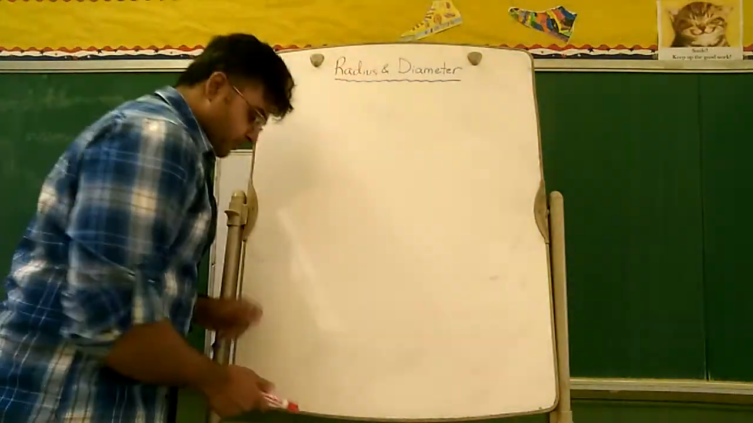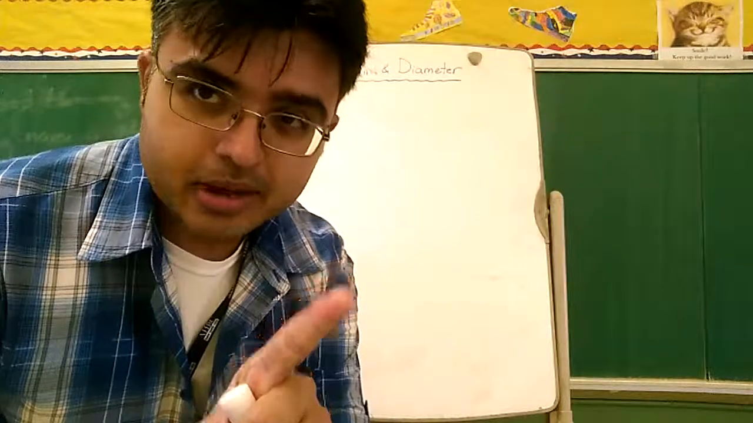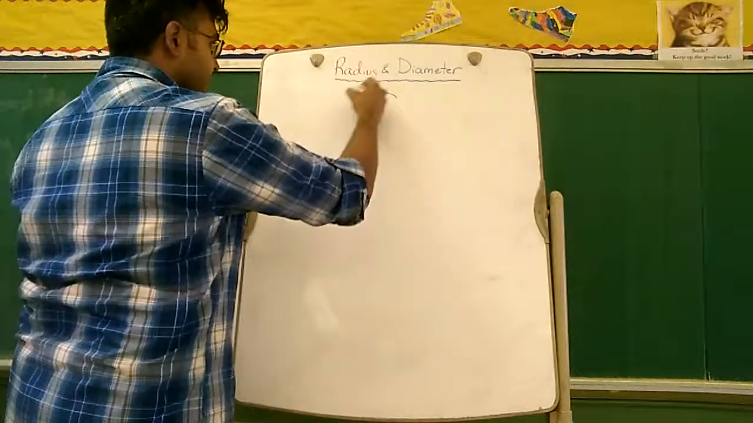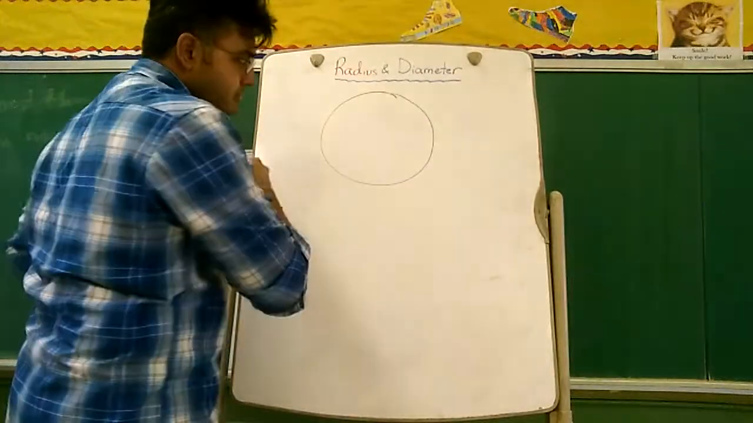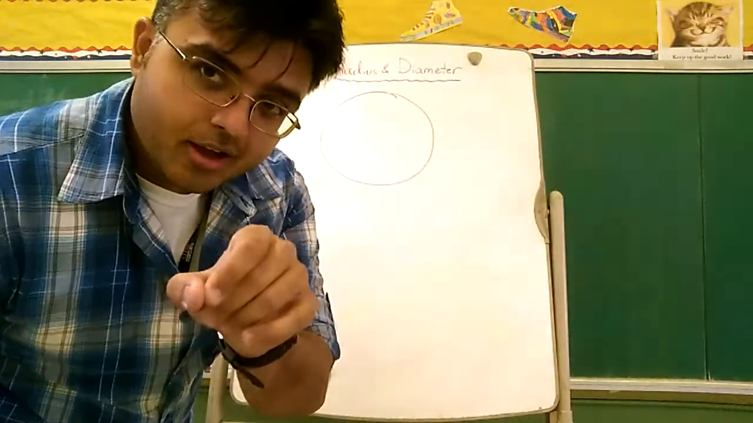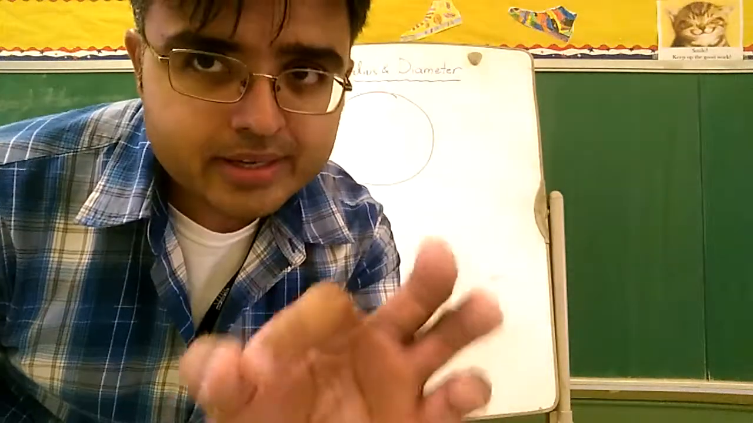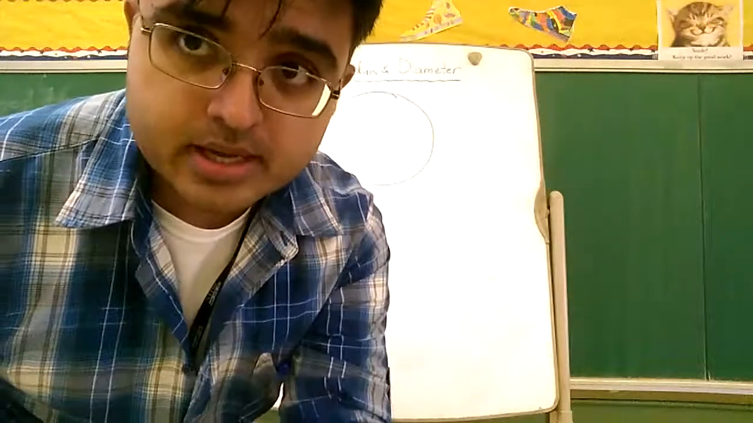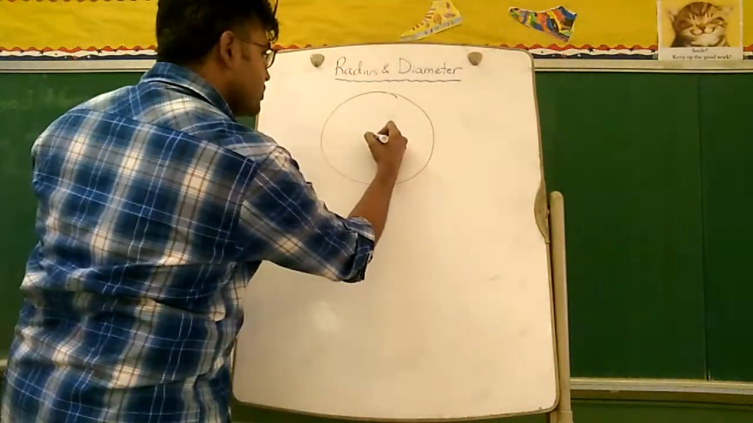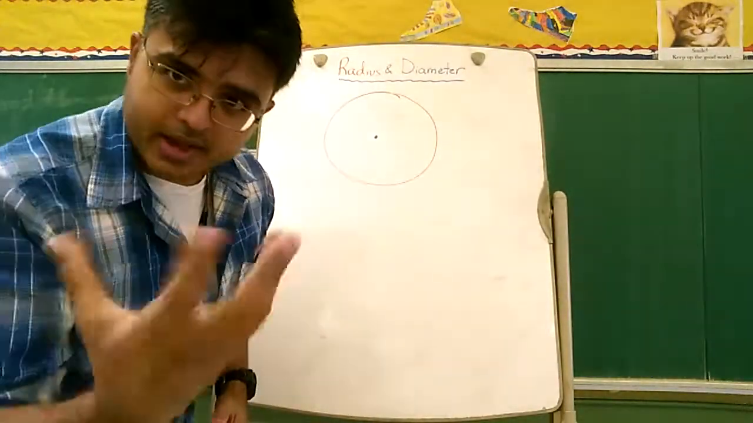Let's take a look. First of all, when it comes to radius and diameter, we are talking about, of course, the circle. Let us draw a circle right now. That's a pretty nice circle. We are going to first find out what is a radius and what is a diameter. I have told this to the students already. Right here we have our center point. All circles have a center.